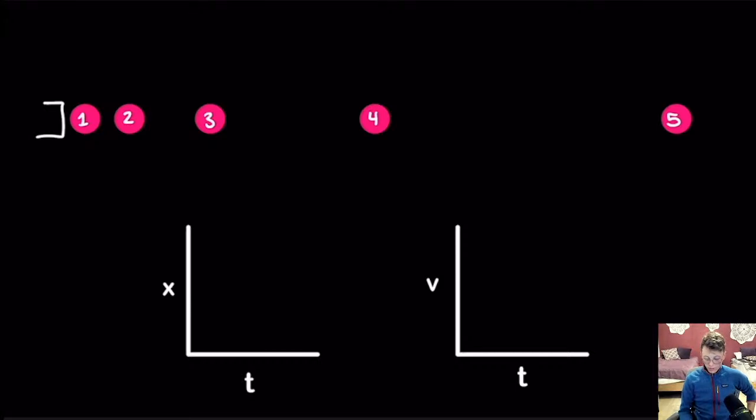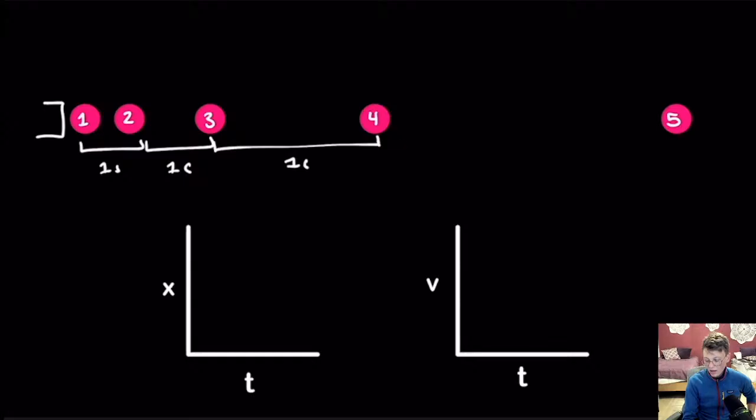So if I come to my displacement over time graph, let's say that each of these was taken a second apart. So between these two, there is 1 second. Between these two, this is 1 second. Between these two, there is 1 second. And between these two, there is also going to be 1 second yet again.